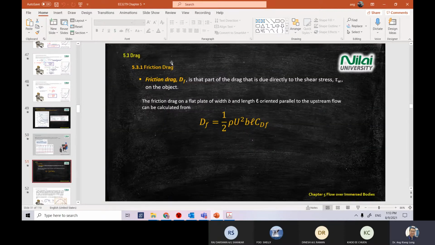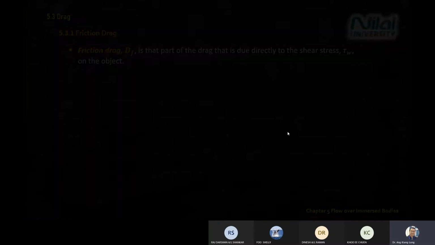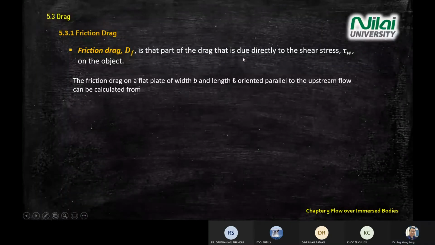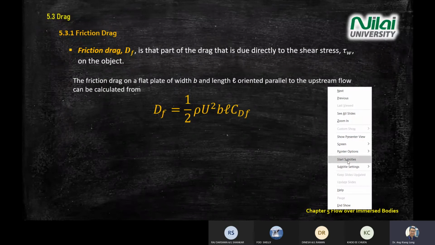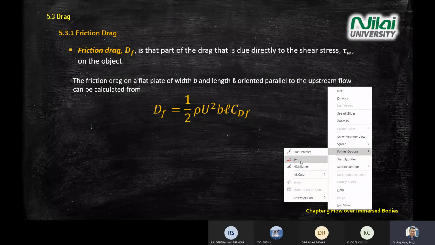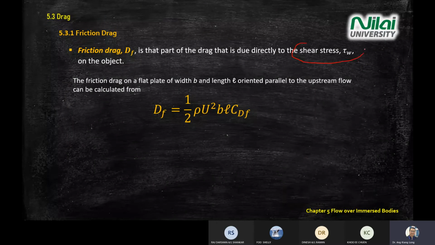Then another drag, we call it friction drag. Now friction drag is because of the shear stress that sticks to the surface. Let's say you have an airfoil. The friction drag is more on the surface here, more on the surface here.